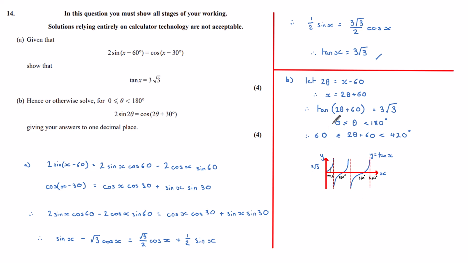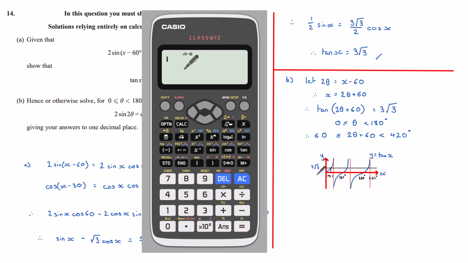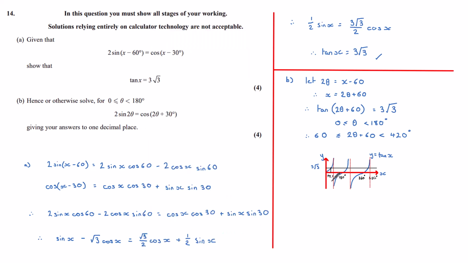In order to solve tan (2 theta plus 60) is equal to 3 root 3, I'm going to do shift tan, so tan to the minus 1 of 3 root 3 on my calculator. Making sure I'm in degrees on my calculator, I get 79.1066 and so on. Now 79.1 is the first value given on the calculator, but I can find the next two values by adding 180 and adding 180 again.